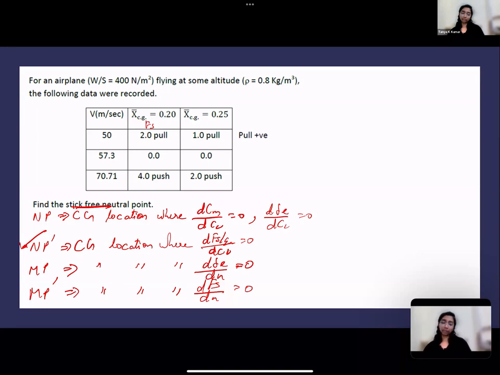So how do you start? What all data are given to you? They've given you W by S, wing loading. They've given you density. They've given you 3 velocity readings. And at these 3 velocity readings, they've given you how much stick force is required at 2 different CG conditions, right? How do we proceed?